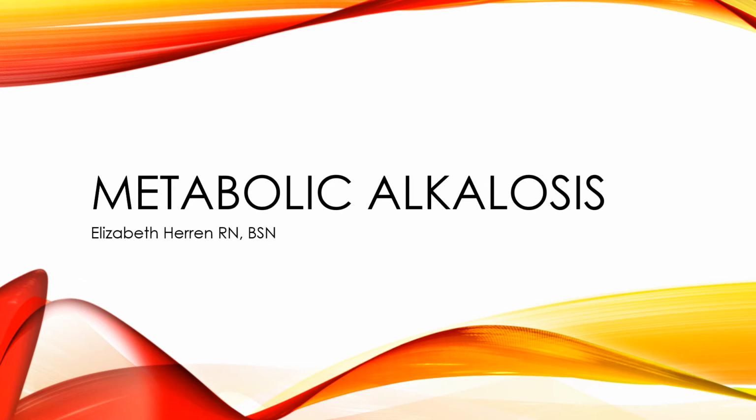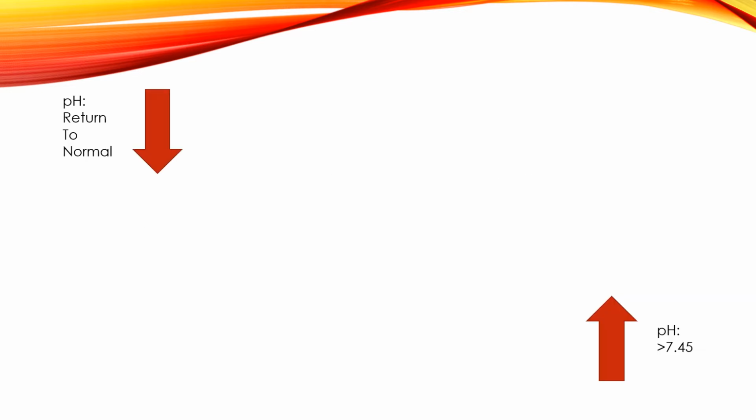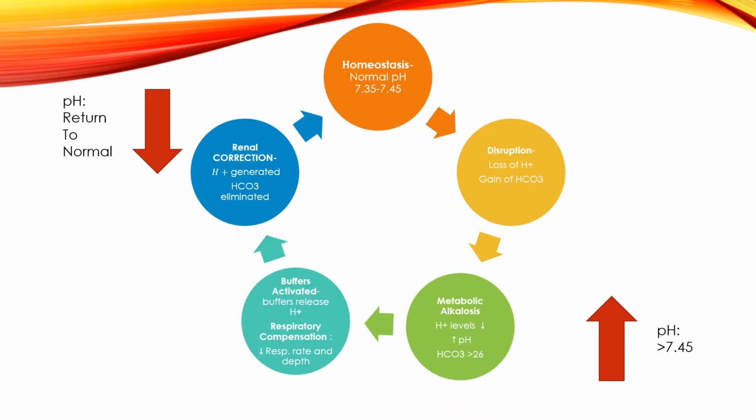Okay, so we're going to talk about metabolic alkalosis, and this occurs when we have a high pH and a high bicarb within our ABGs. So let's take a look at the metabolic alkalosis model. When we have that normal homeostasis, we have that normal pH of 7.35 to 7.45. I'm going to keep repeating that so it helps you guys remember that. So 7.35 to 7.45 is normal.